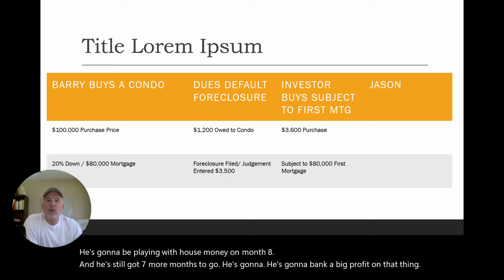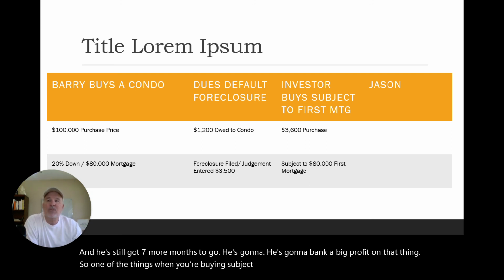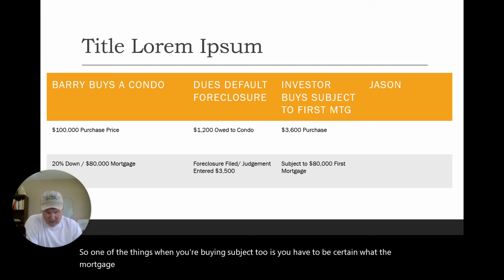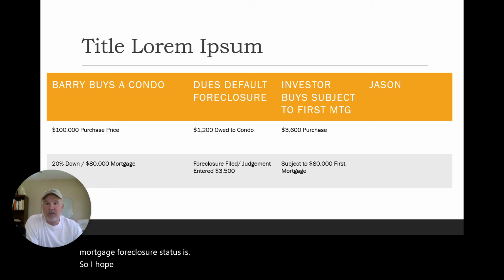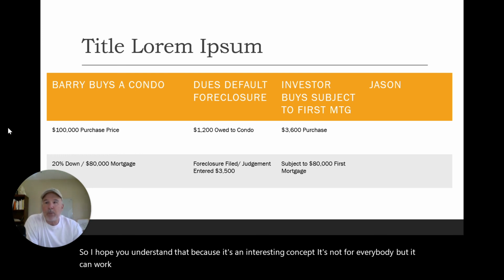He's going to bank a big profit on that thing. So one of the things when you're buying subject to is you have to be certain what the mortgage foreclosure status is. So I hope you understand that, because it's an interesting concept. It's not for everybody, but it can work for almost anybody that applies it.